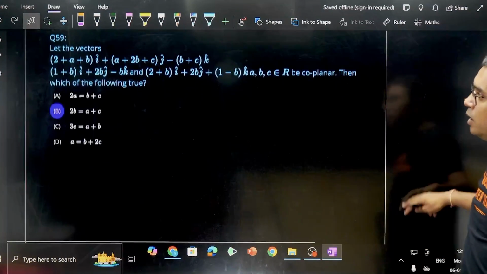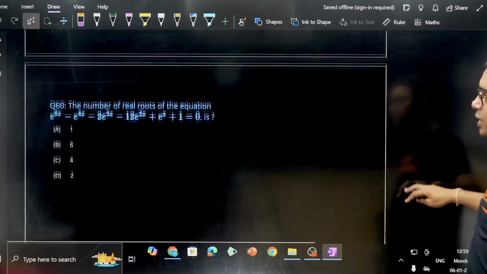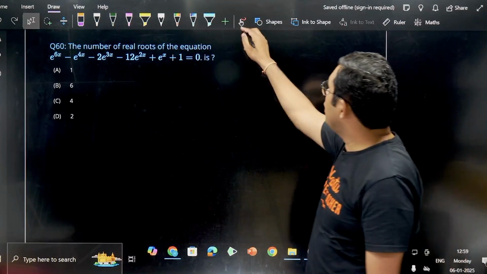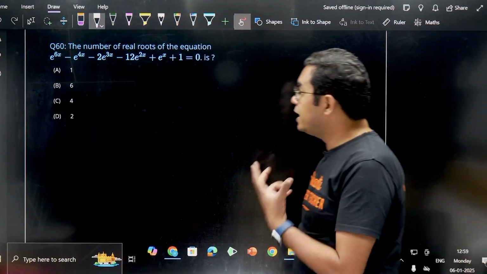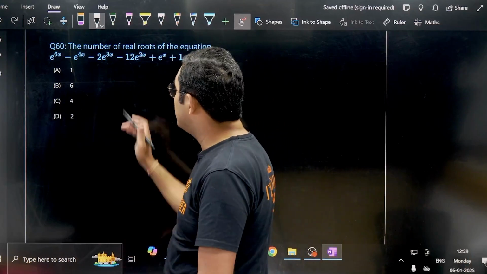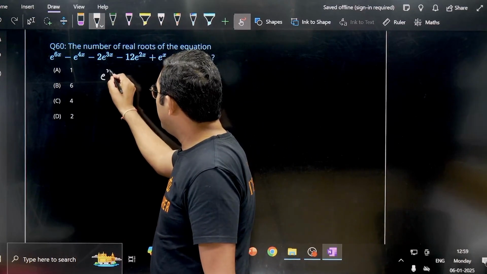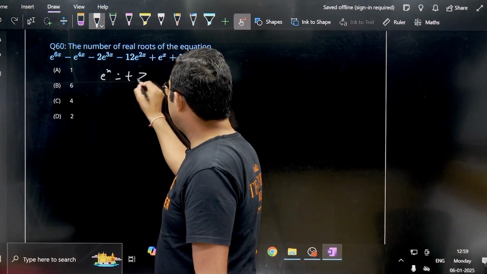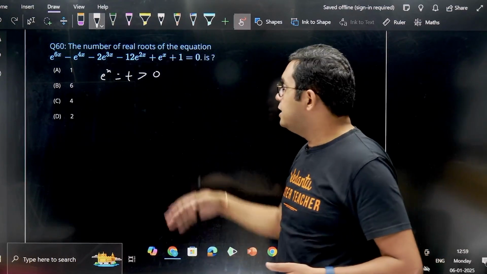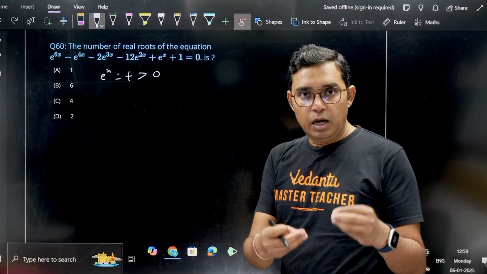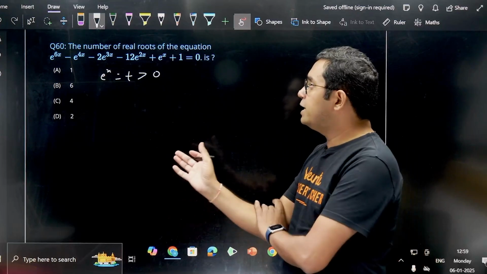Coming to the next question, that is 60th. The number of real roots of the equation. Okay, please look at this question closely. I think very interesting question. If I take e raised to the power x as t, then it will be greater than 0, because even if you put x as minus infinity, this e power x gives you value approaching 0 from right hand side, so greater than 0 always.